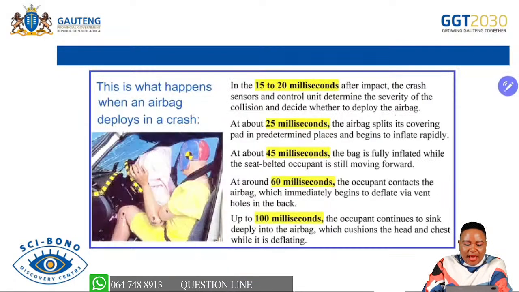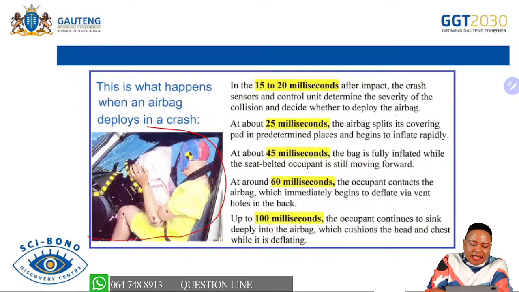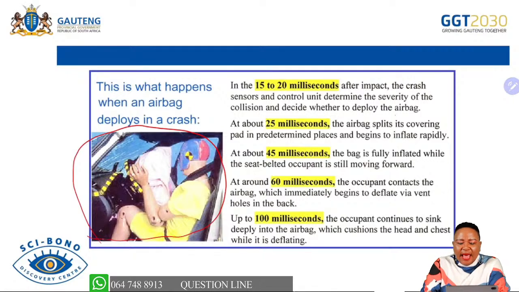Okay, let me just go back. Remember, we said we will also look at the safety features. This is one of the examples we can look at. As I was saying, this is just a story on how airbags work and what makes the airbags pop out during collisions.